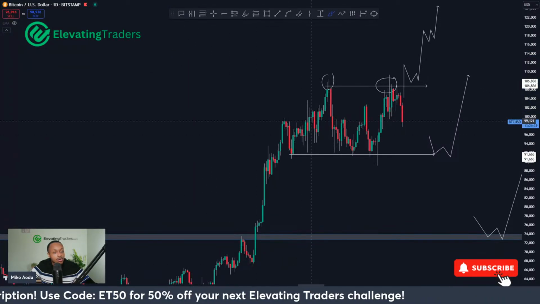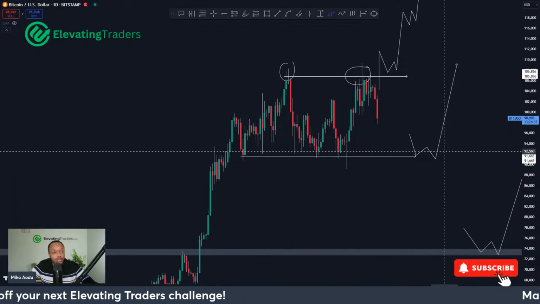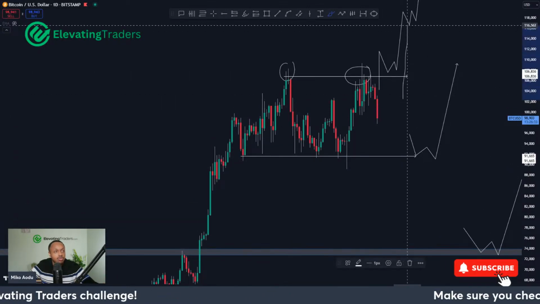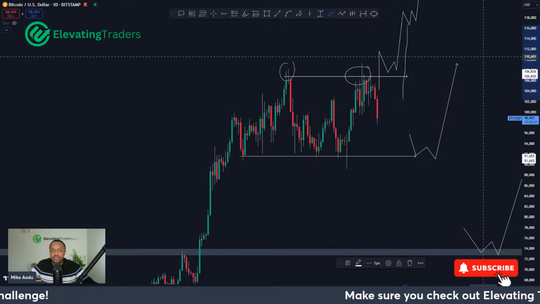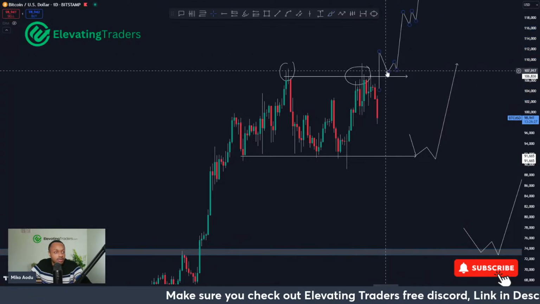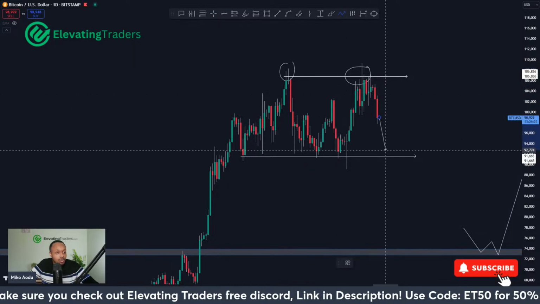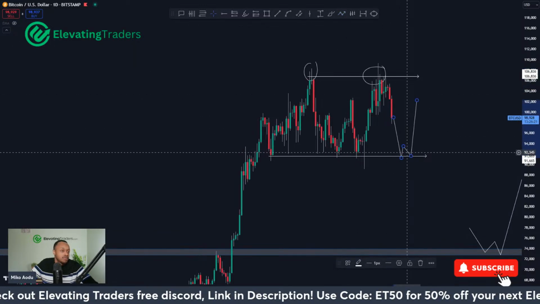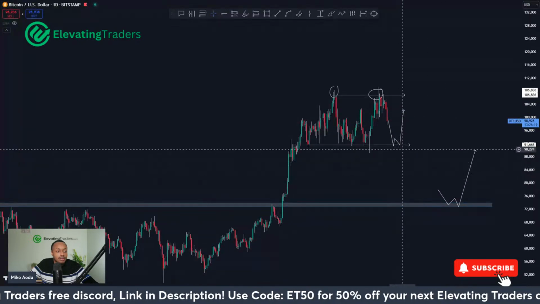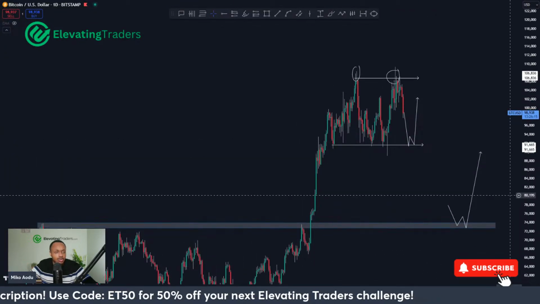So the fact that Bitcoin came in and respected the high was always a sign that things are not looking too good. Until we get a strong break of the high there, Bitcoin might just stay within this range for however long it wants to. It looks like we're coming back down to support, probably going to bounce there as well. So it's difficult to say what or when Bitcoin is going to continue that trend.